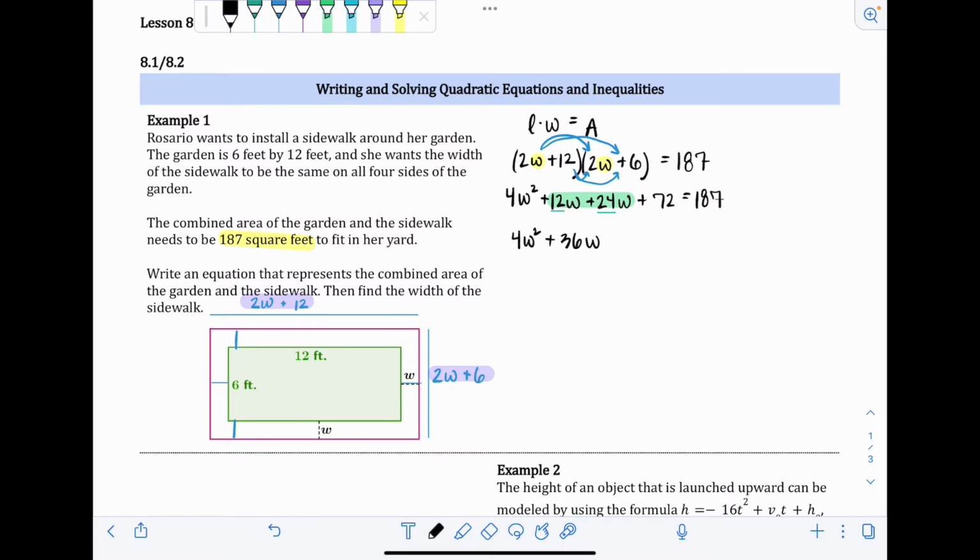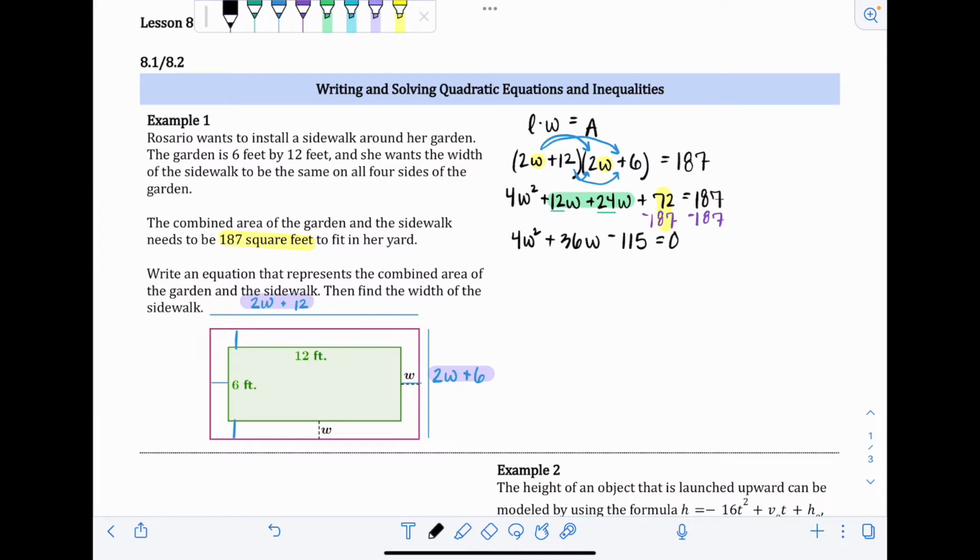And then if we're trying to get in standard form, we want everything on one side of the equal sign. So I'm also going to just go ahead and subtract over this 187 so that I can get the entire equation equal to 0. So then I would do 72 minus 187, negative 115. And then equals the 187 minus 187, that becomes 0.